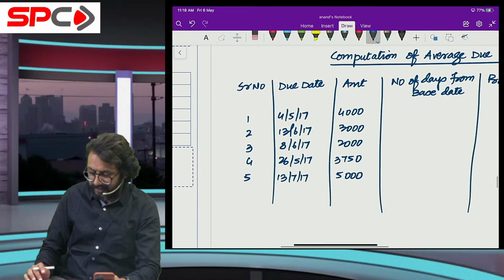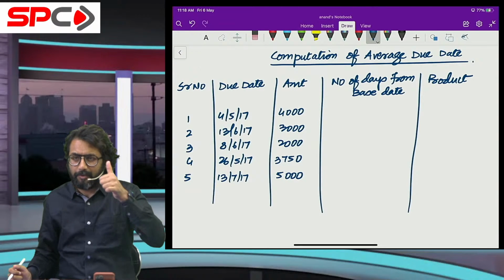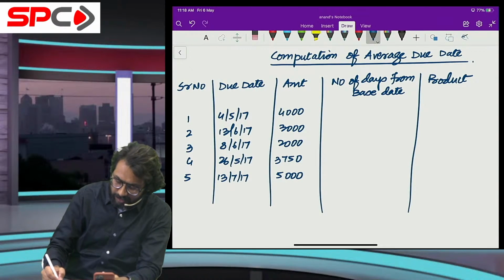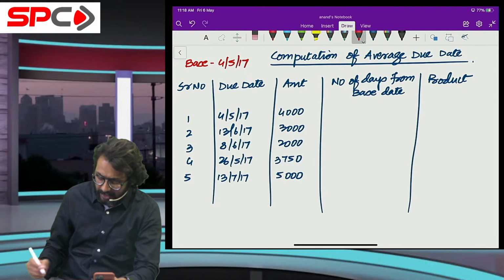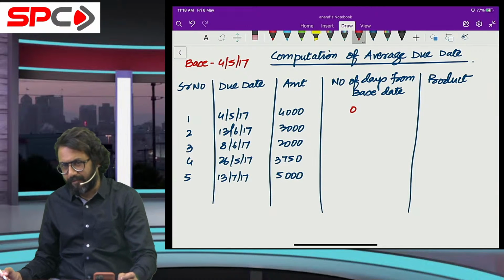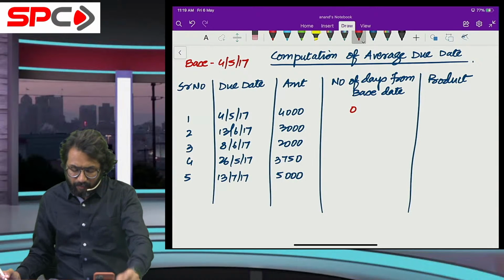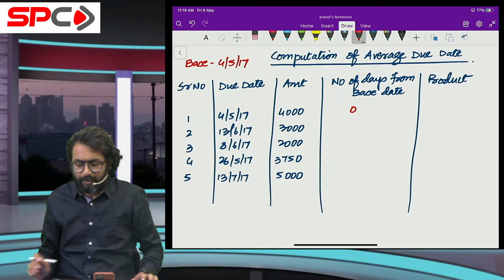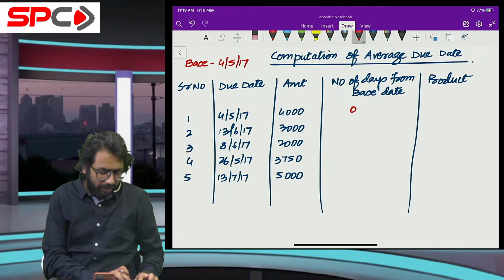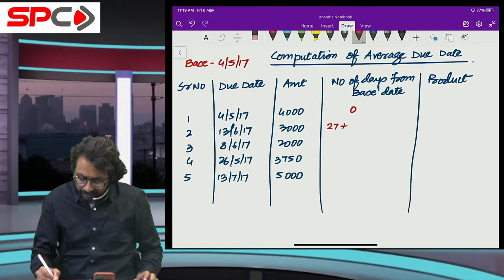Now what should be the base date? 4th May should be the base date. Yes. So can I not say that my base date is 4th May 17? Now similarly, the number of days is 0. What about the second one? Boys and girls, how many days of May are left? You need to tell me how many days of May. So 31 minus 4, 27. So I'll say May 27.